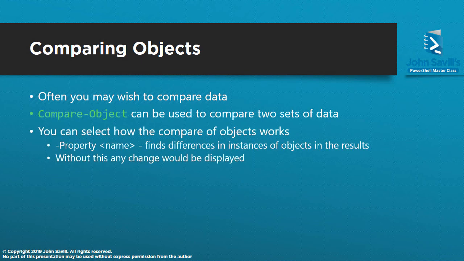And I can select how I use this compare. I could, for example, do the property name, so find differences in instances of objects in the results. Otherwise, it's just going to show me any change. So let's look at an example of this.